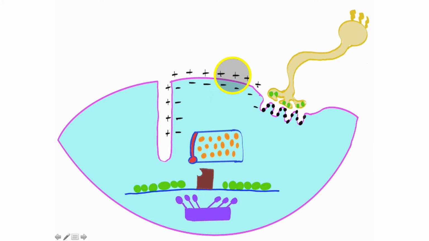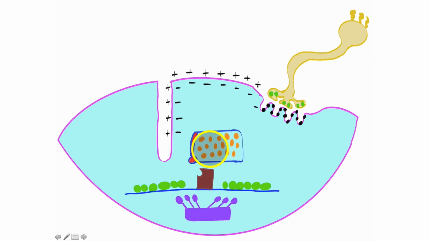Notice that we have a polarized cell. That is to say, it's positive on the outside of the cell, negative on the inside of the cell. It's displaying a difference in voltage. I don't have the voltage written down here, but it's probably about -70 to -90 millivolts.